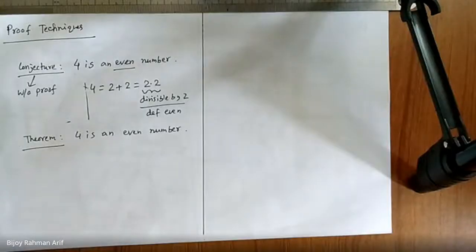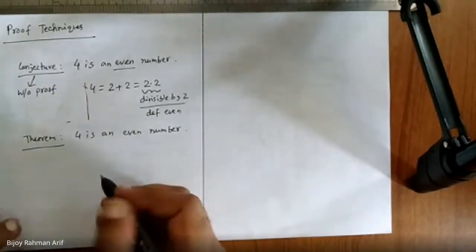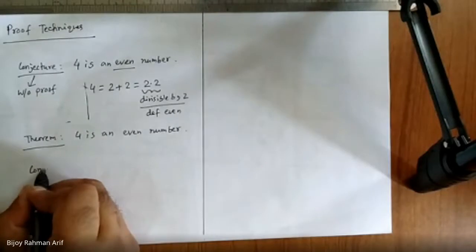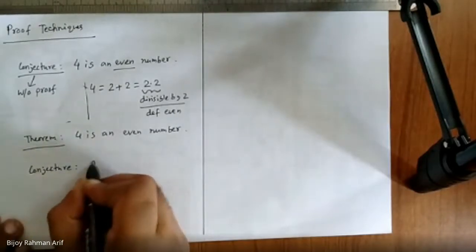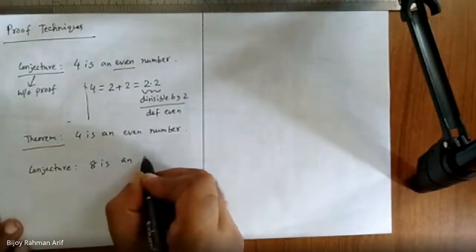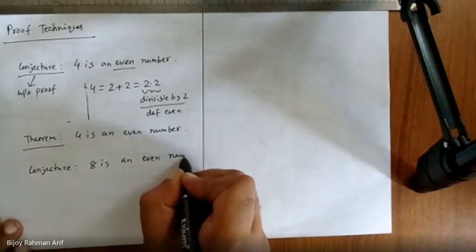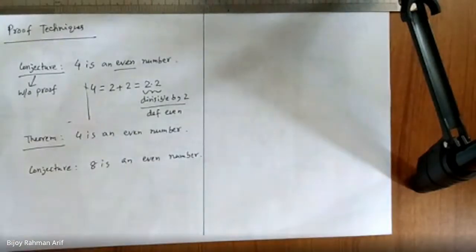Without proof, saying something is called a conjecture. That means it is not verified yet. Whenever I am done with the proof, it becomes a theorem. Only a theorem can be used to prove other theorems or other conjectures; no conjectures can be used to prove other conjectures. For example, now if I give another conjecture, 8 is an even number, how can you prove that one?